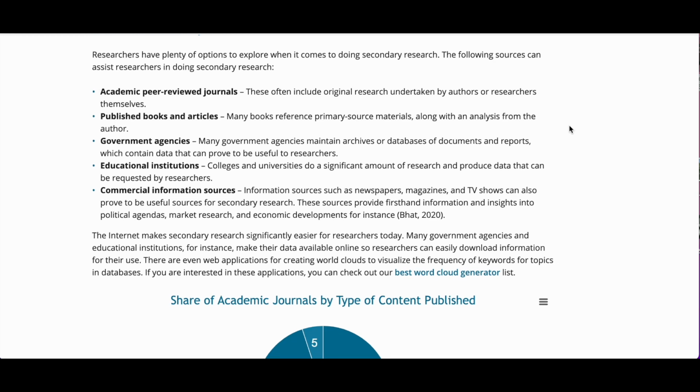So this is information sources such as newspapers, magazines, and TV shows, which is true. And I think when we're thinking about those kinds of sources, we might call those popular sources as opposed to academic sources. But aside from just looking at those sources as indicators of what's happening in popular culture, there are also institutions that publish data as well for commercial purposes.